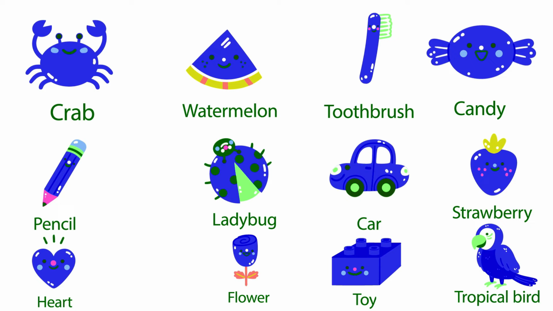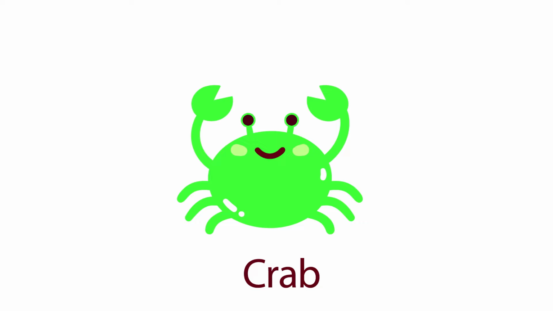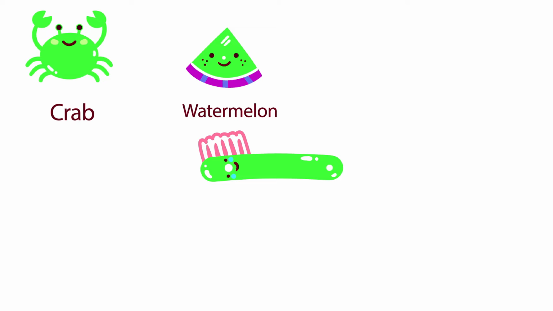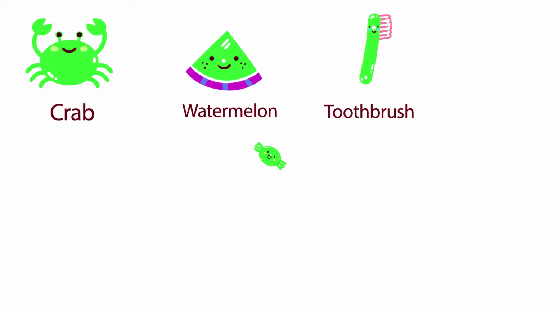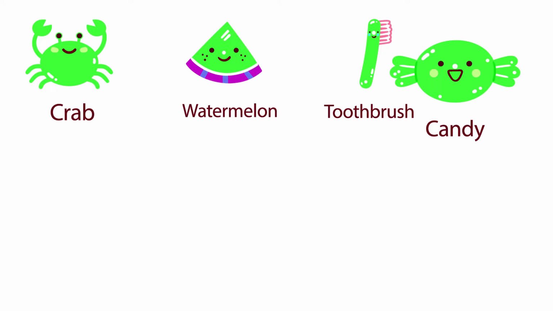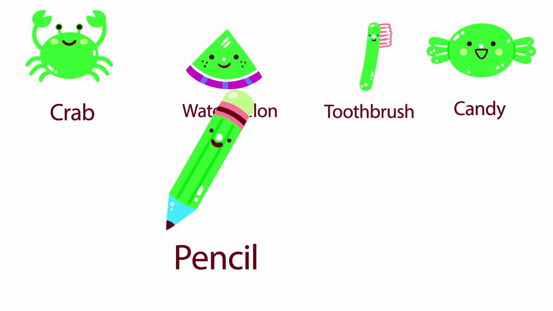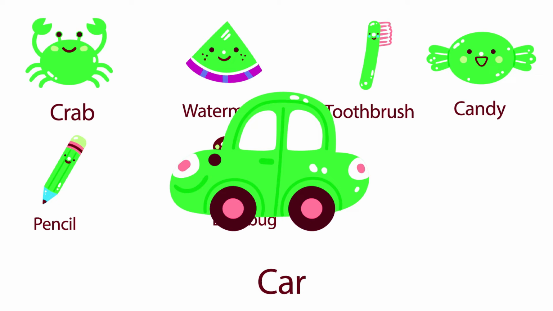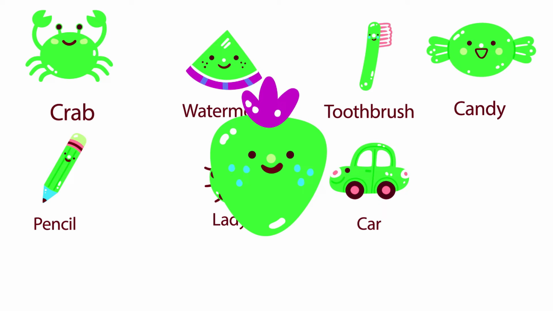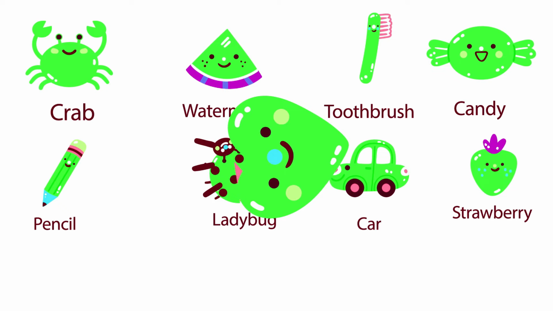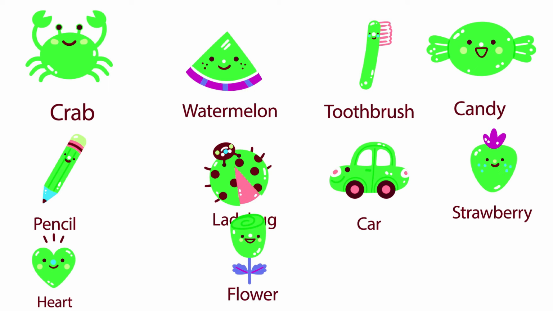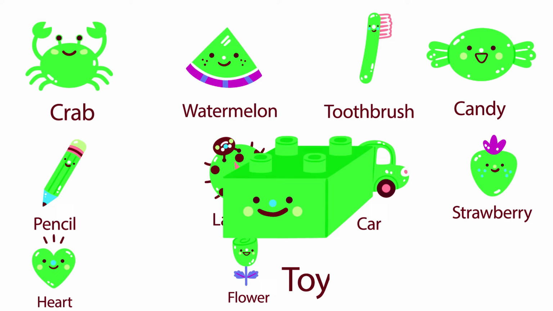This is green. Green crab. Green watermelon. Green brush. Green candy. Green pencil. Green ladybug. Green car. Green strawberry. Green heart. Green flower. Green toy. Green tropical bird.